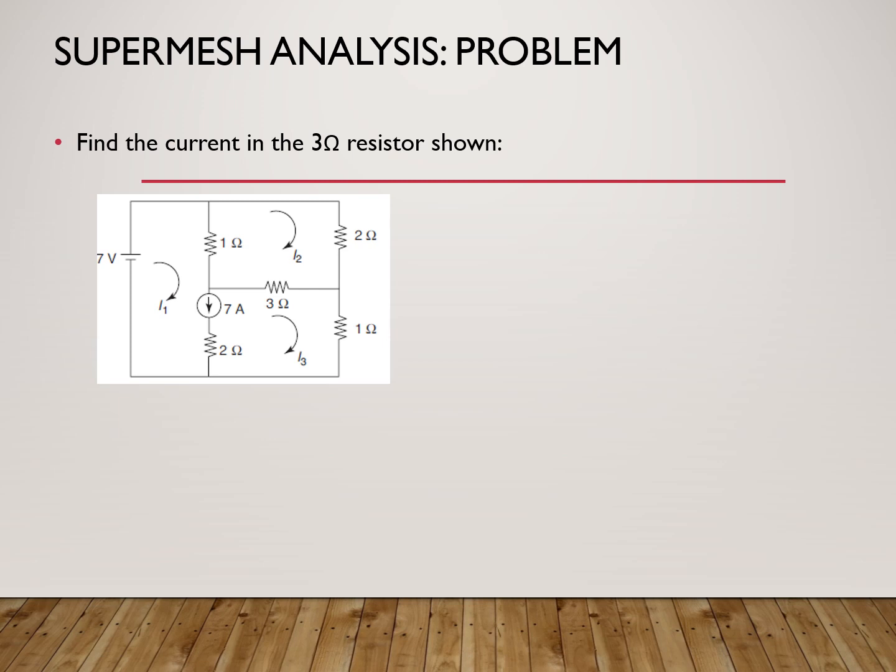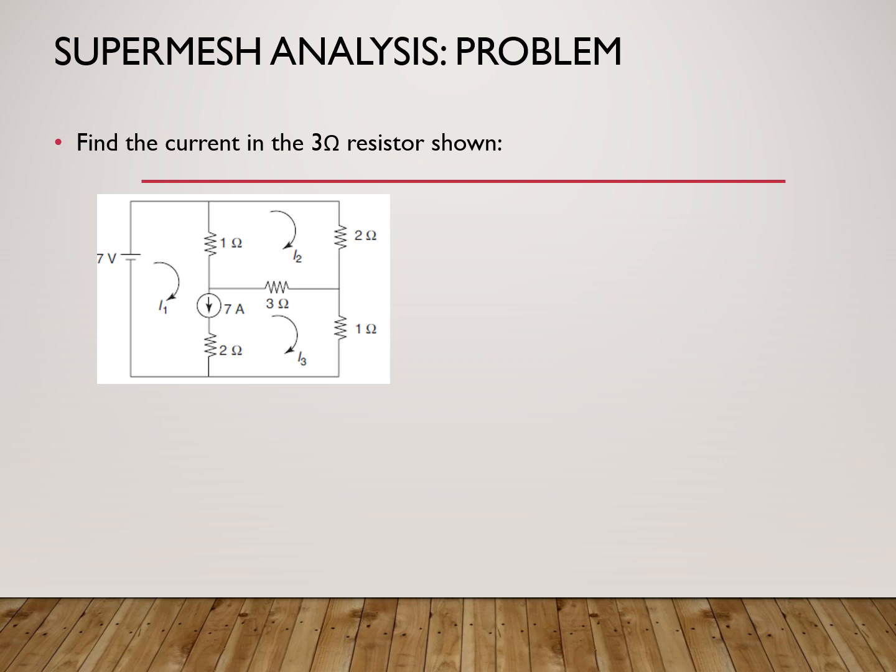Coming back to solving this, we had written two equations now. One was for the super mesh. Here there are three meshes and three unknowns, so we require three equations. One equation is the KCL equation, one was the super mesh, and the third one will be the equation for mesh 2.